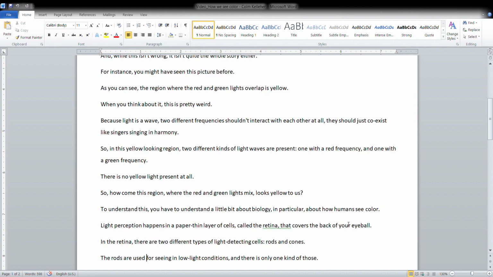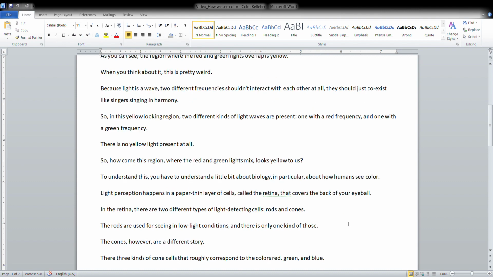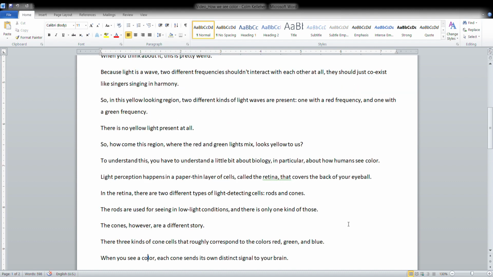To understand this, you have to understand a little bit about biology, in particular about how humans see color. Light perception happens in a paper-thin layer of cells called the retina that covers the back of your eyeball. In the retina, there are two different types of light-detecting cells, rods and cones. The rods are used for seeing in low light conditions, and there is only one kind of those.